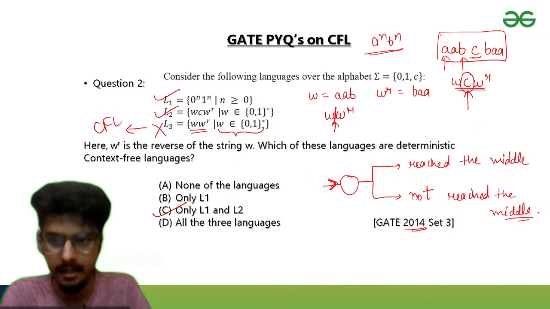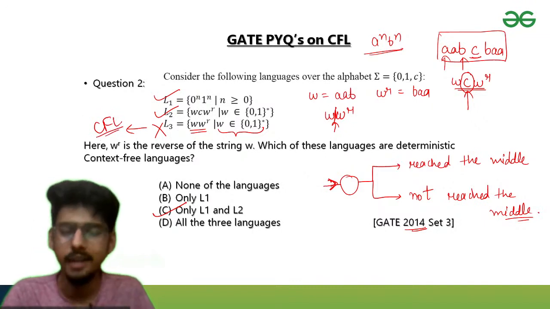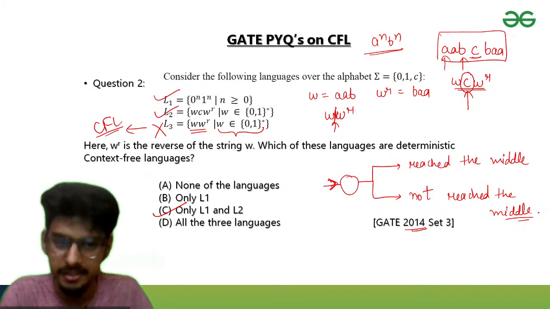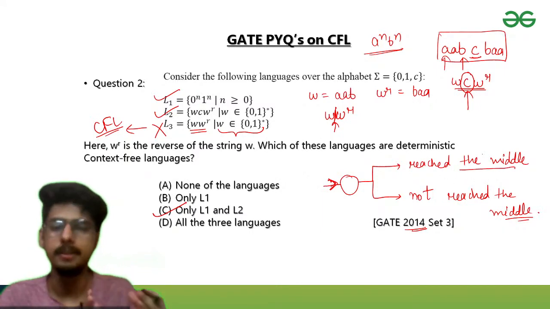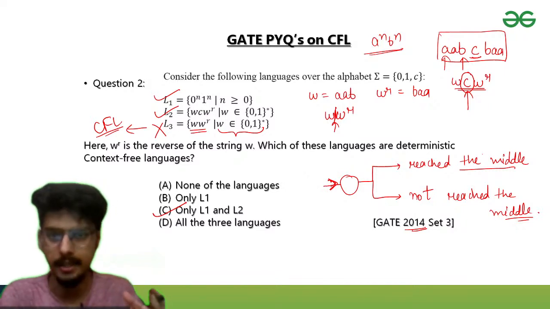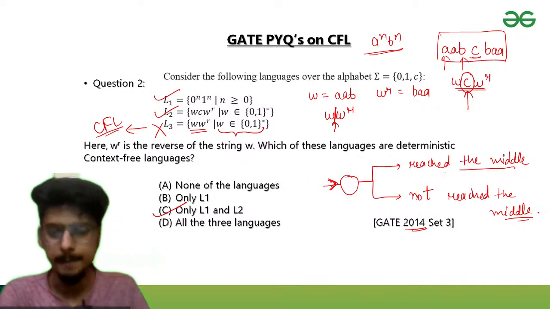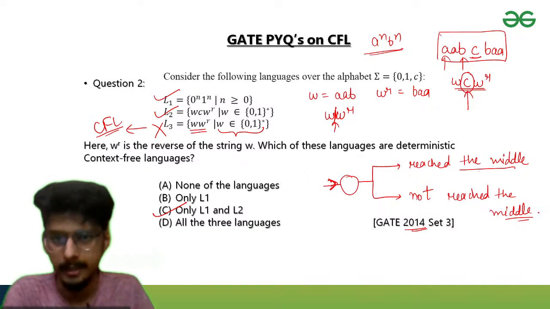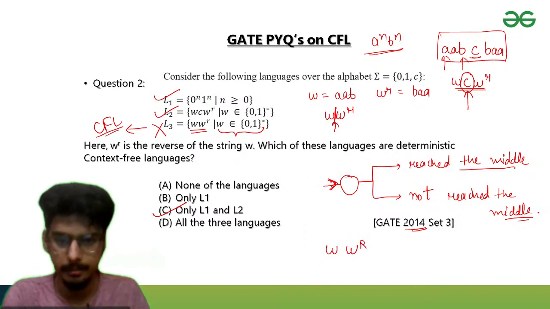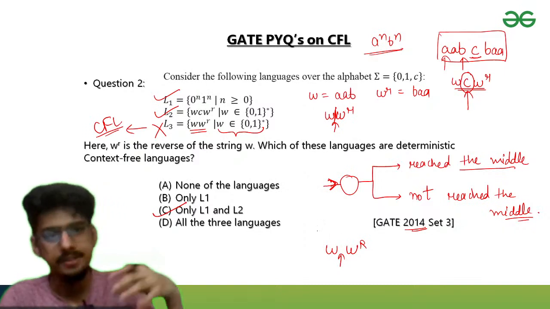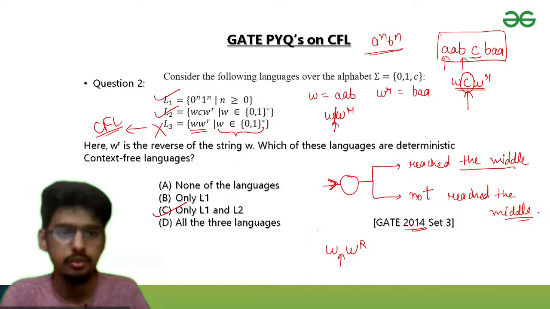It is CFL because, as I told you, you will have two paths. One will be telling you that you have reached the middle, and the other path will be where you assume that you have not reached the middle and you will keep on pushing. When you assume that you have reached the middle, that means you have W W^R. From here on you will start scanning W^R and you will start popping the elements from the stack.